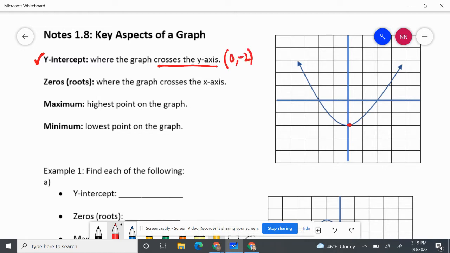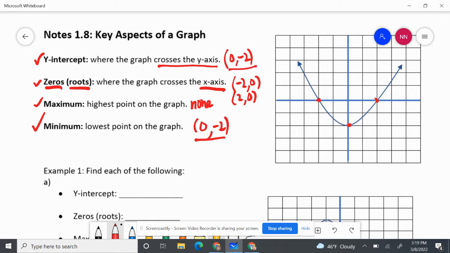The next one would be our zeros, our roots. These are our X-intercepts. So in this case, we have two X-intercepts. We have (-2, 0) and we have (2, 0). Our maximum is our highest point of the graph, and our minimum is our lowest point of the graph. So in this case, there is no maximum, and there is a minimum. Our minimum right here is the ordered pair (0, -2).